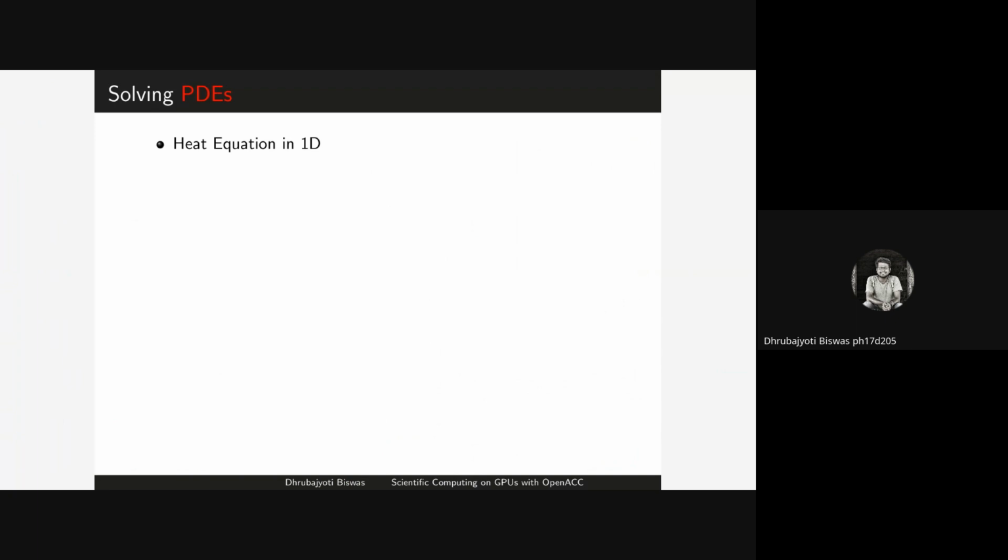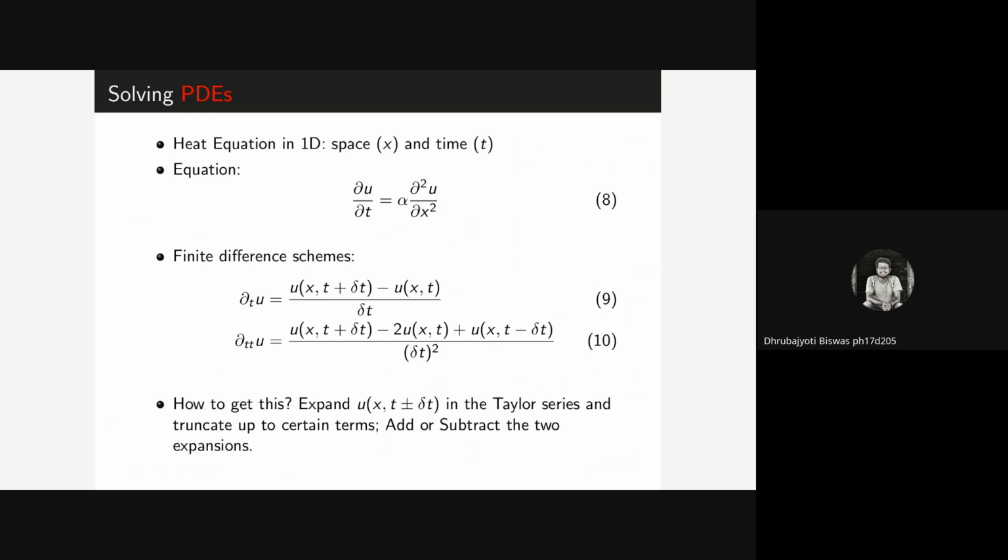So let us look at the heat equation because this is the simplest one. So it has two variables, as I said, the temperature depends on time and space. The equation is del u del t is alpha times del 2u del x squared. What is u? u is the temperature at position x at time t, and alpha is some constant. So the system is governed by this equation. So how do we solve this? This particular equation can be easily solved analytically, but for the example we are going to do this numerically.